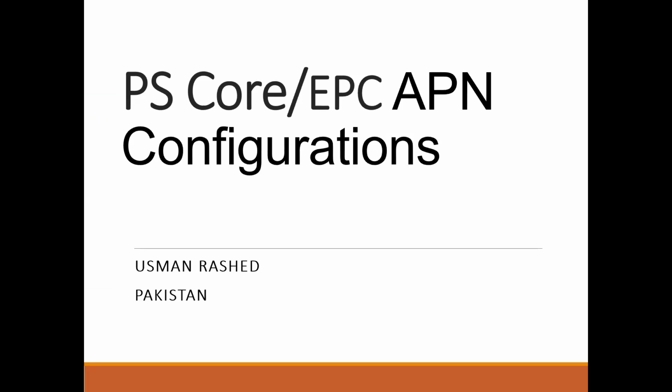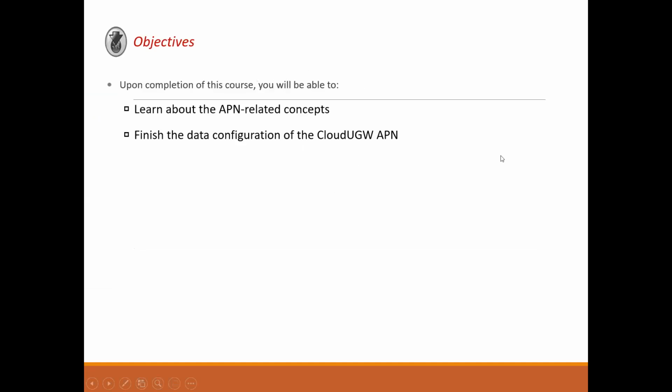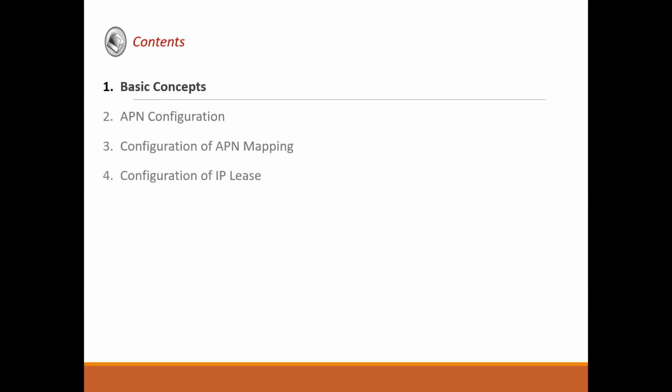jump into it. In configuration management, specifically when we look into the APN configuration, we're going to learn the APN related concepts. What is an APN? What are the related concepts of APN, and how to perform the data configuration for a cloud UGW APN. The commands will be specific to Huawei Cloud UGW, but the concept is the same for all the other products as well. So once you understand this, you can correlate it with the other vendor cloud UGW as well.